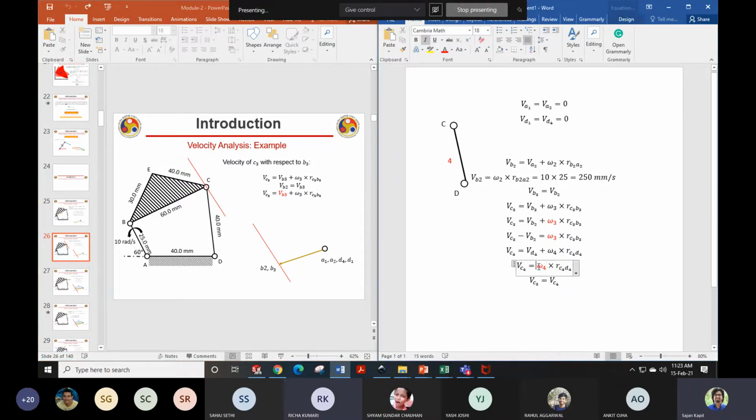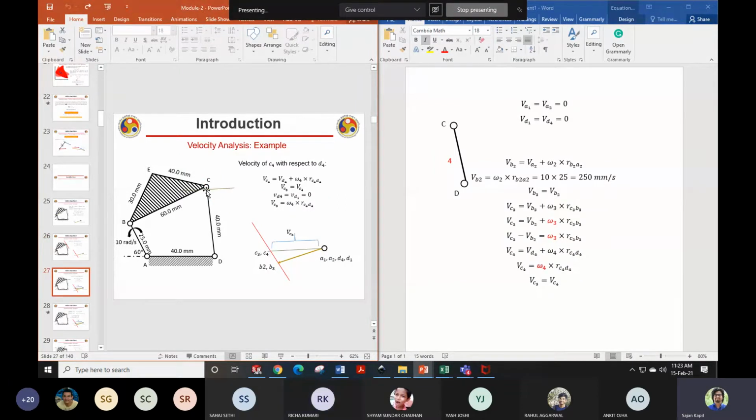But I also know from this vector that it will be perpendicular to the line connecting point C and D in the position vector. Correct or not? Yes, sir. So we can draw a line perpendicular to CD, and it should pass through D4. D4 is anyway 0, so it will pass through ground. Wherever it intersects, that will be your point C3, C4.